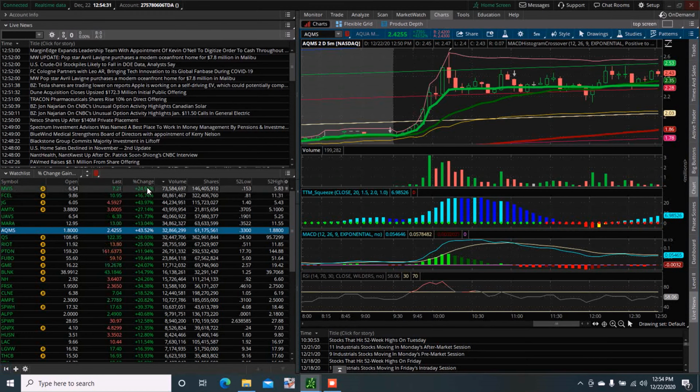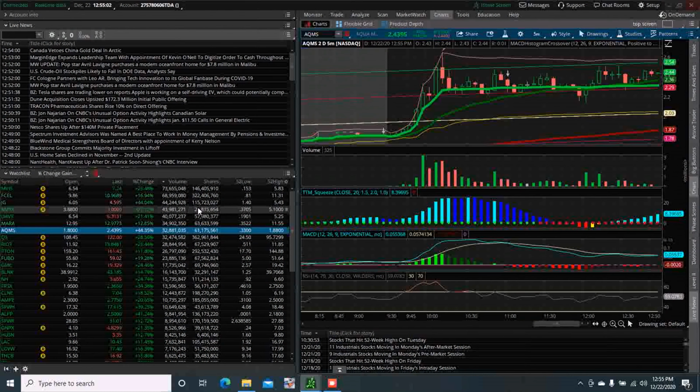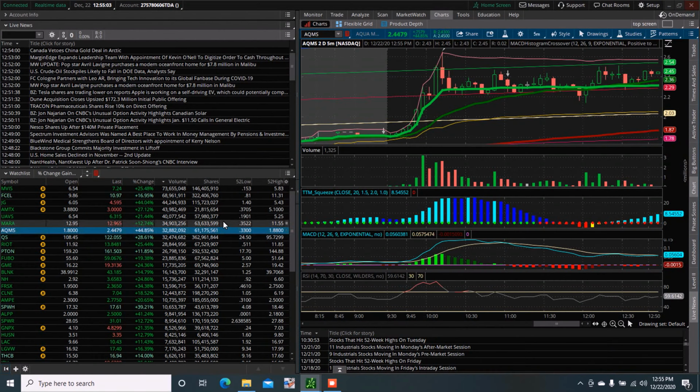So you want to know what your float is, especially if you're pre-market trading or trading during the morning hours, 9:45, 10 o'clock, if you're trying to chase those momentum runners during the morning. The lower the float, the better the chances are of that stock shooting up. Now, with that said, you also want to take into consideration up here on your chart.